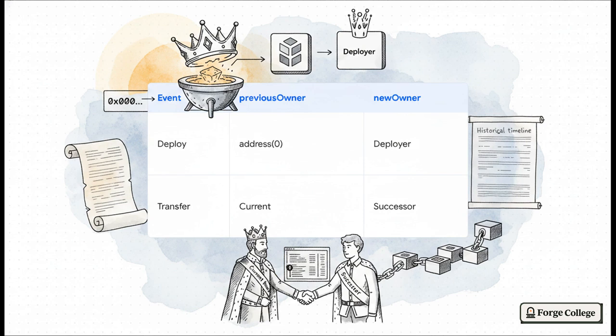Then, look at a standard transfer. The event logs the exact handoff. The previous owner is the outgoing ruler and the new owner is the successor. Off-chain indexers read this exact data to build a flawless second-by-second historical timeline of who was in charge.